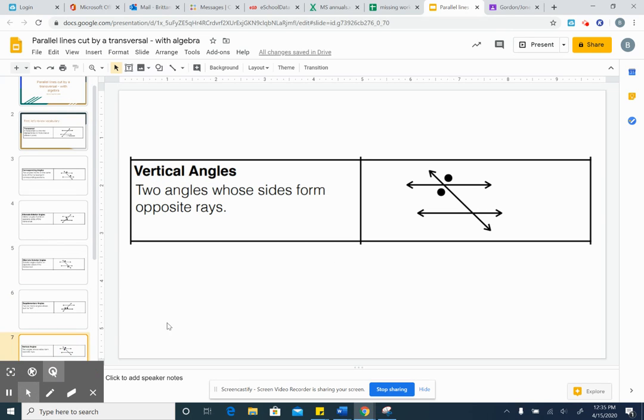Now let's go to vertical angles. Again, just to review, they share a vertex right here in pink, okay? And they're just angles that are opposite one another. Those are equal to each other.